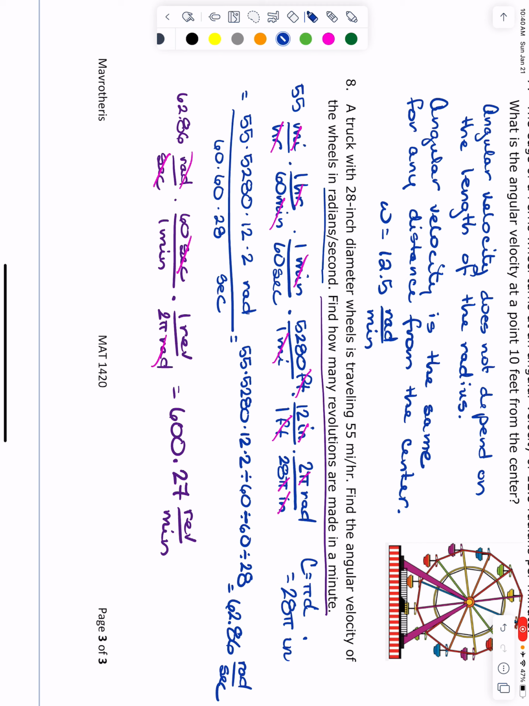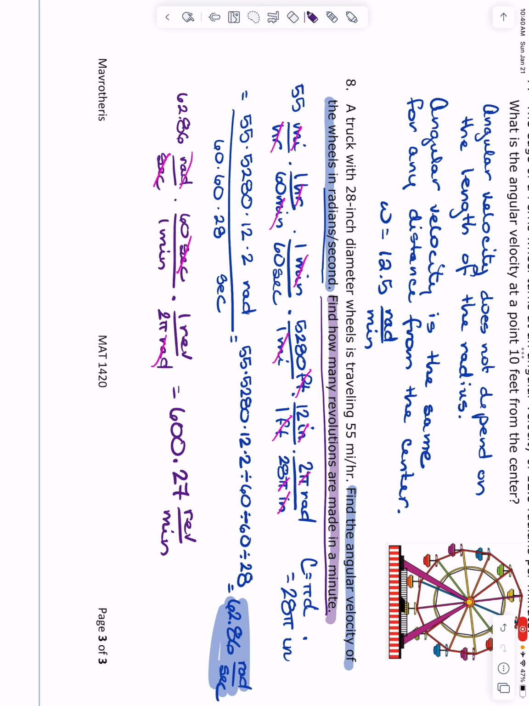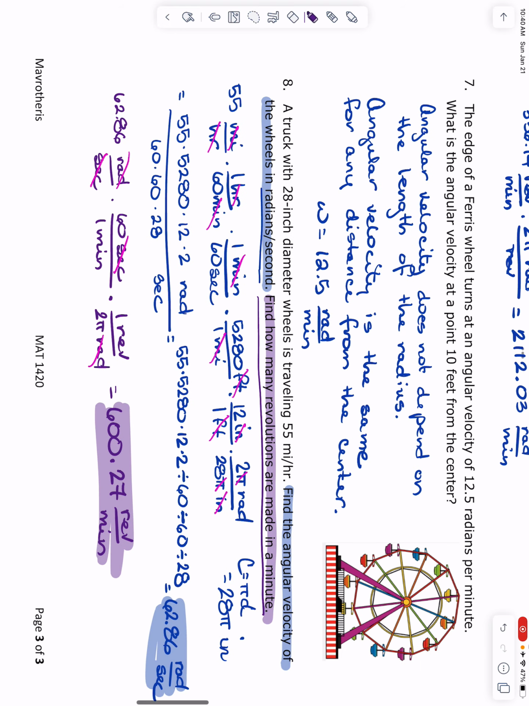And let's see if I can color code our answers here. And a lot of this can be figured out just by taking a look at the units they want on the answer. And that's it for 6.2.